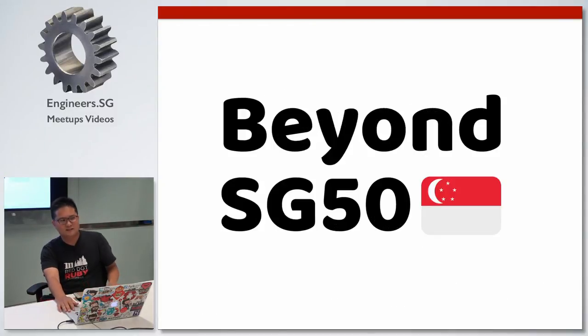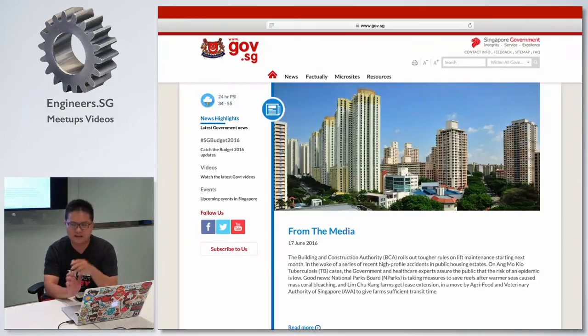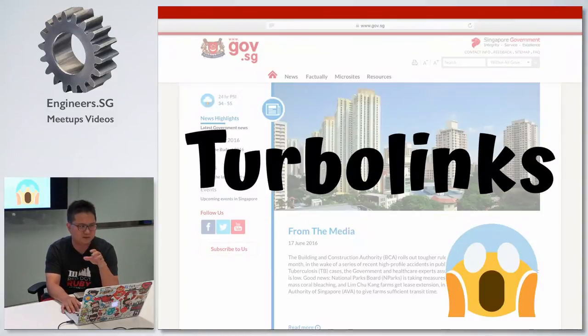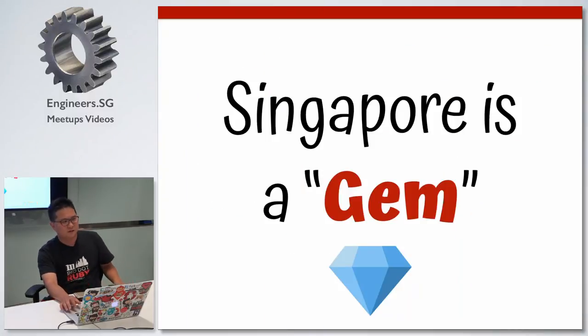Okay, so the second topic is more relaxed. It's beyond SG50. As you all know, last year was SG50, right? And this year is SG51. I'm really impressed. When I go to the Singapore government website, I find it's Turbolinks enabled. You may not know that, but I find it's Turbolinks enabled. And Singapore is really a gem.